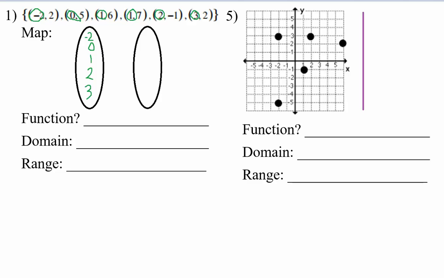The next one, 2, 5, 6, 7, -1, and 2 are our outputs. So, going least to greatest, we have -1, both 2's, so we only have to write it once, 5, 6, and 7.